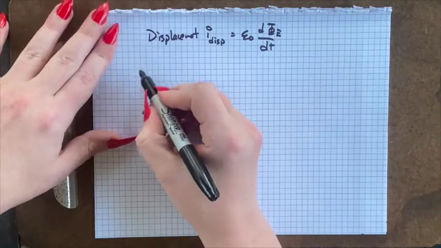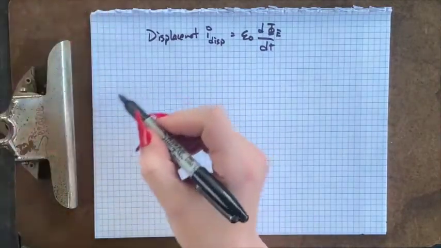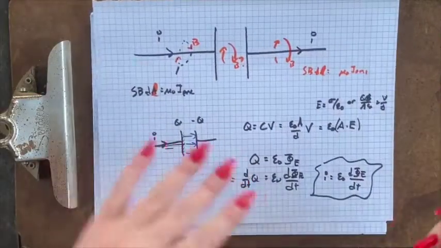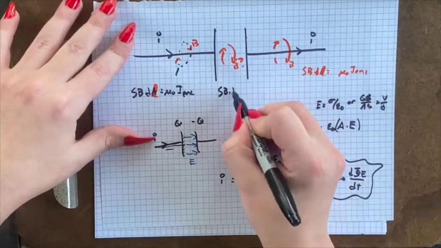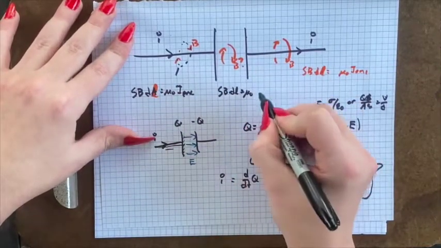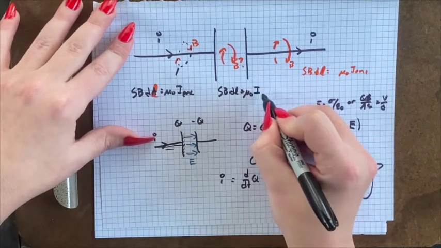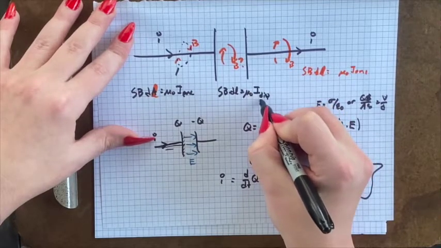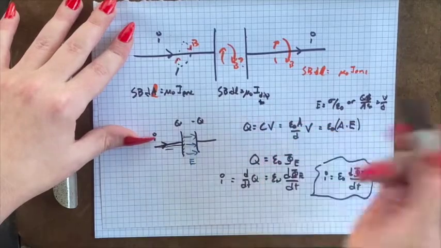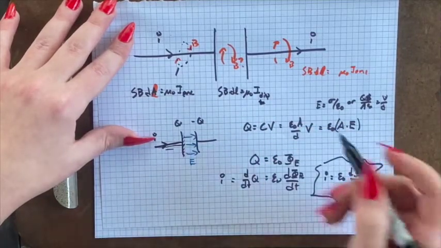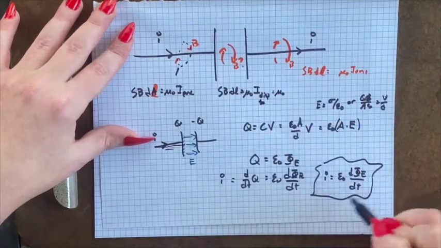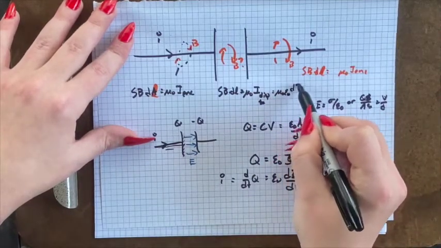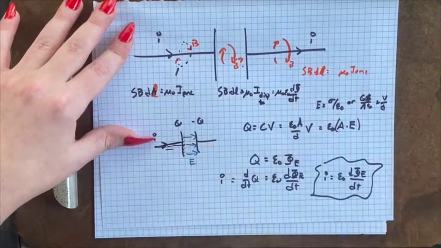Okay, so in Ampere's law, in the region in between these two plates, ∮B·dl is still μ0 times I enclosed, but in this case, that's I displaced at any particular point, right? So let's just call that equals μ0 times this, ε0 times that.